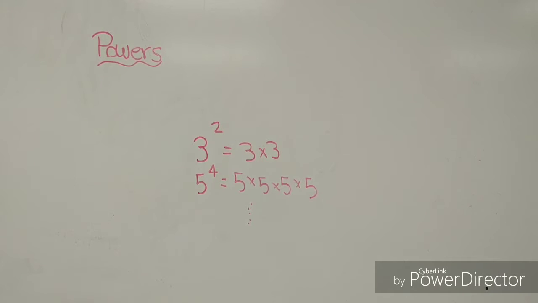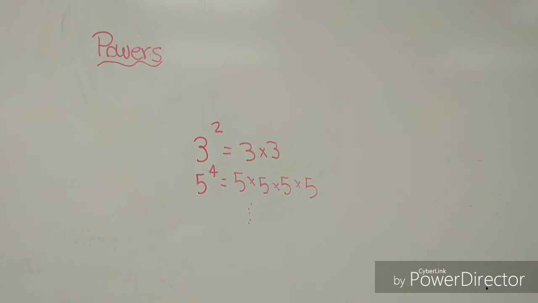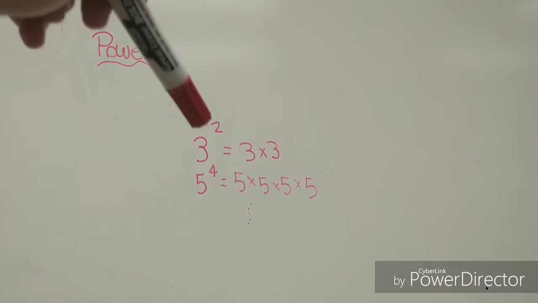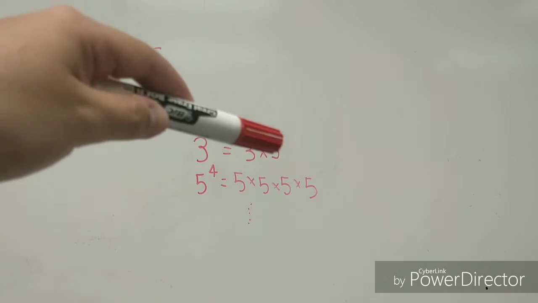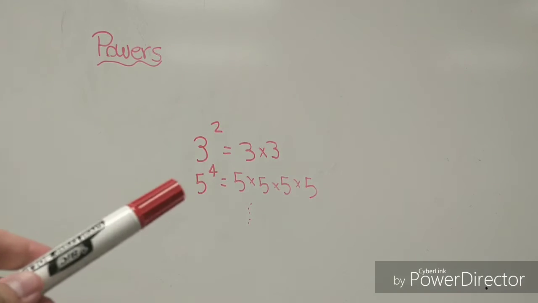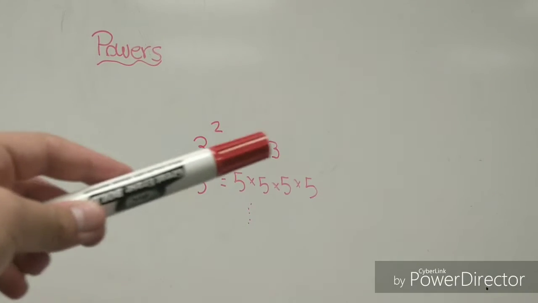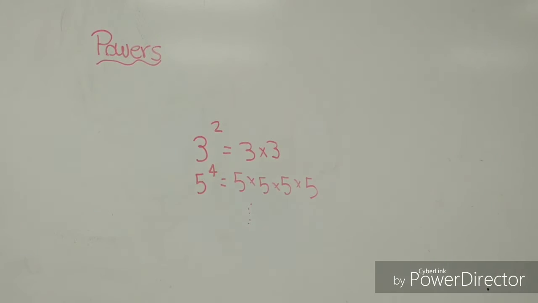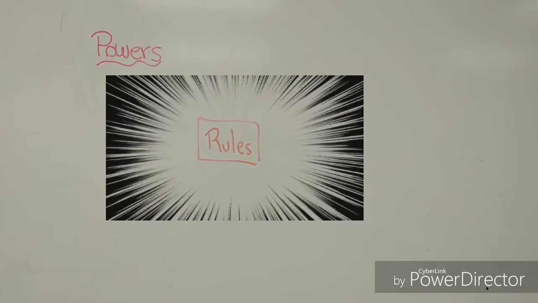As examples, imagine that we have 3 and the power is 2. The power 2, we're going to call it a square, and it means that we are having to multiply 3 2 times. If we have 5 and the power is 4, then we have to multiply the number 5 4 times. But there are some rules to use these powers.